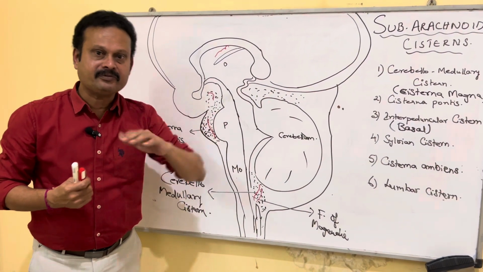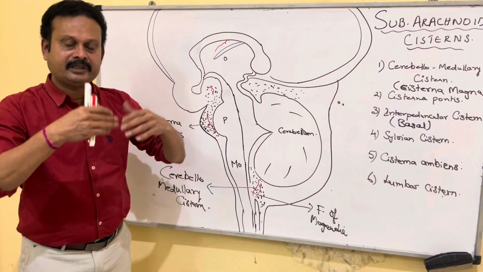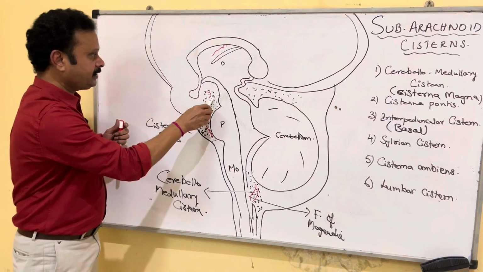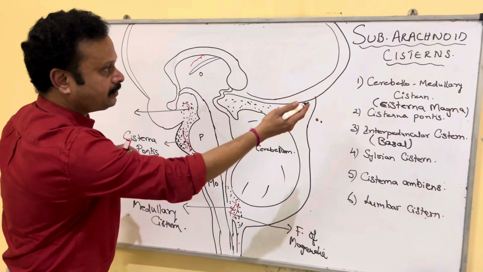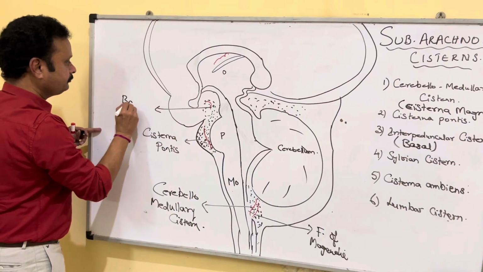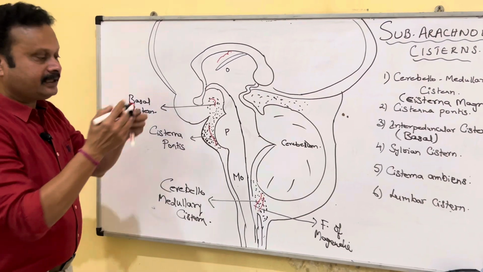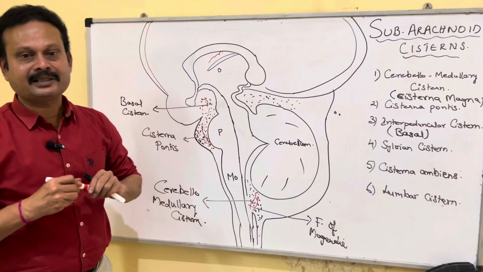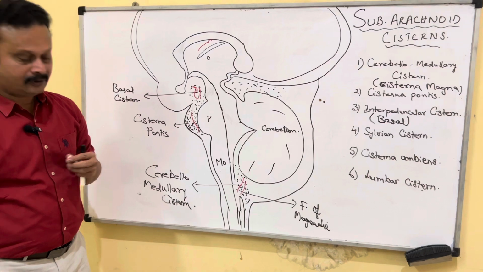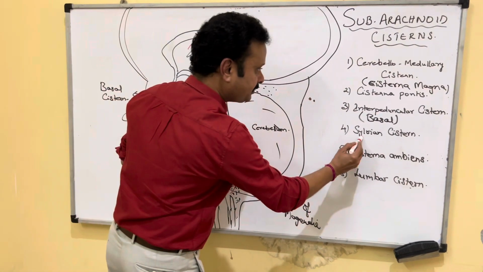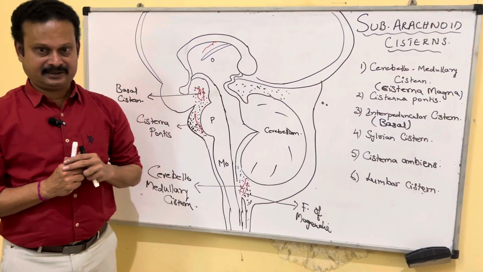It is seen along the base of the brain, in between the two temporal lobes, within the interpeduncular fossa, that means here, and it contains the arterial circle of Willis or circulus arteriosus within it. Okay. Now coming to the fourth one, this is the Sylvian cistern or cistern of the lateral sulcus.